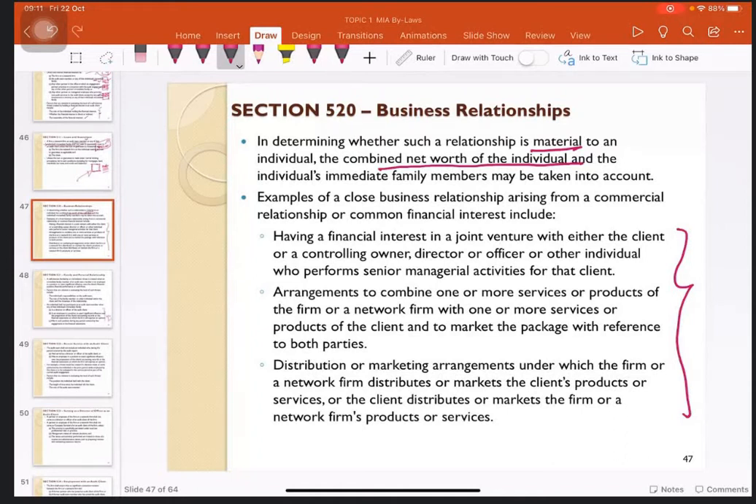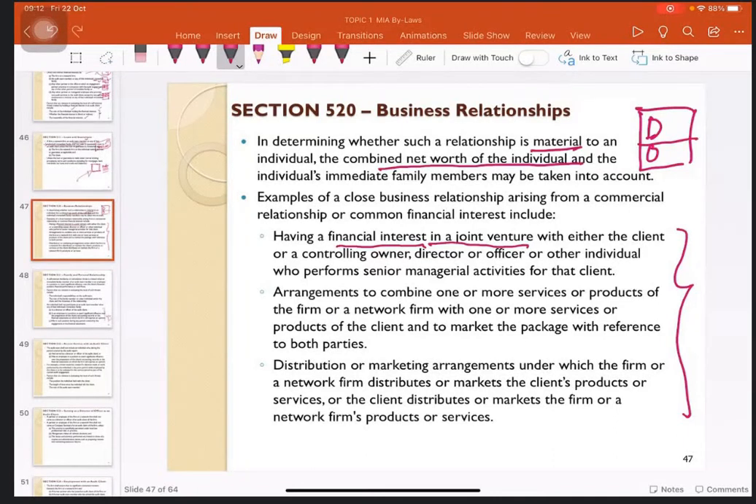For the example, like having financial interest in the joint venture with either the client or the controlling owner, director, officer or other individual who perform senior managerial activity for that client. Bukan saja you ada joint venture dengan client, tetapi you juga ada joint venture dengan directors of the client. Katakan bawah ini your client ya. Your client ada director ataupun officer. Okay, director ataupun officer ataupun they are the owner. Katakanlah bahawa kalau partnership dia owner lah kan.